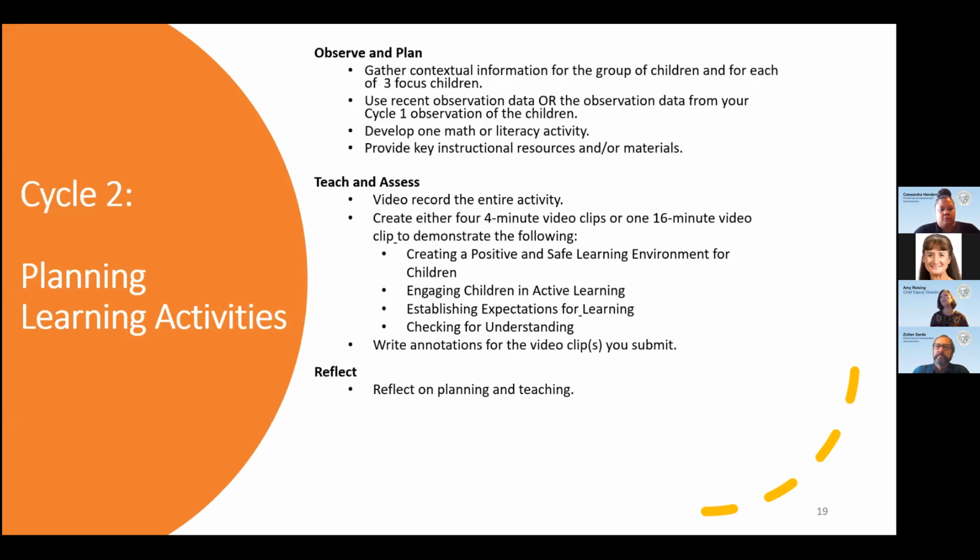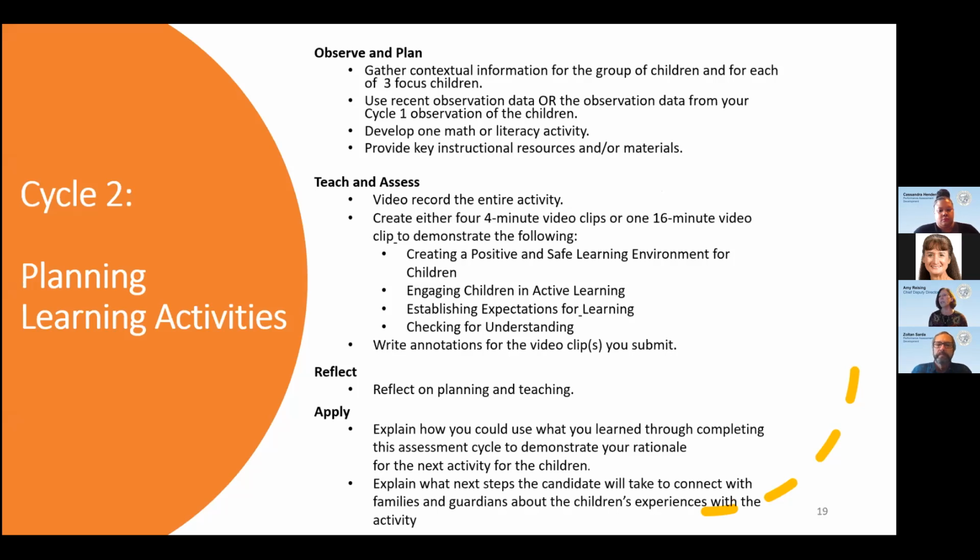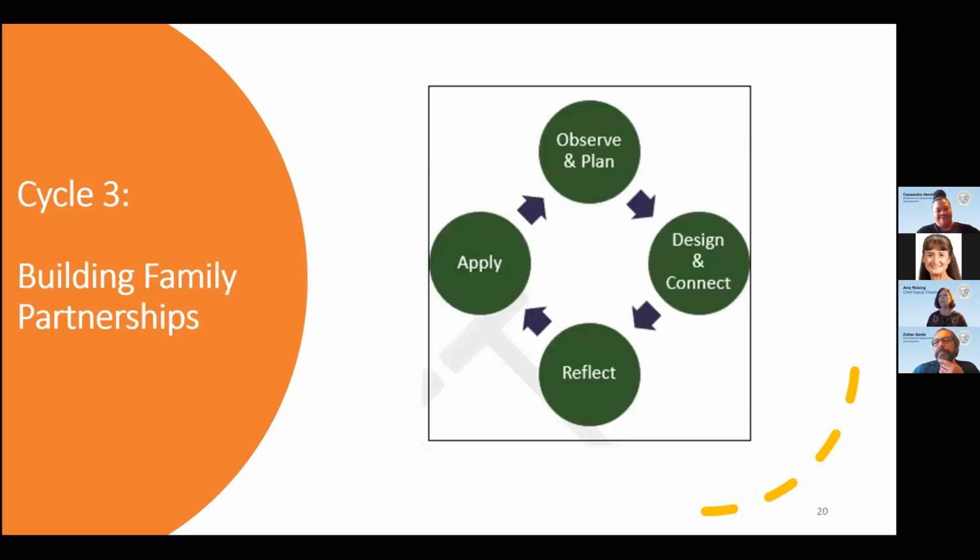And then step 4 in cycle 2 is again that application step. So how do you take what you learned from your observation and planning experience when you taught and assessed the activity with the children and the other adults in the room, and you reflected on your practice? Now, what have you learned about your practice? What have you learned about the children in front of you? And how will you apply that learning to your next activity that you plan for these children in front of you? So that is cycle 2, and that takes us then into cycle 3.